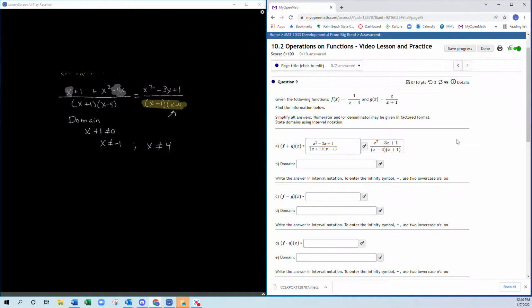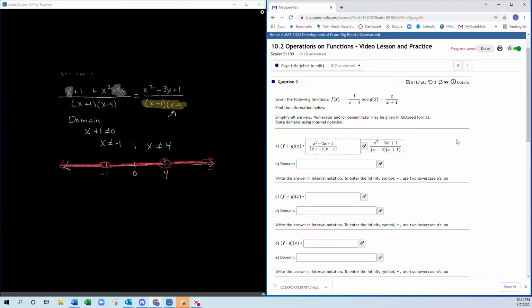I still like to always start with the number lines. I think it really helps put everything in the correct order, because when you're typing the domain into MyOpenMath, it must be in the correct order or it will be incorrect. So basically this says everything except negative 1 and except 4 are okay. So what does that look like? Well, that tells me that everything here, open circle on negative 1, everything in between negative 1 and 4, open circle on 4. So I have my whole number line except for those two values.